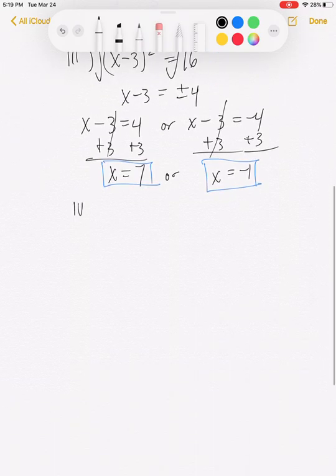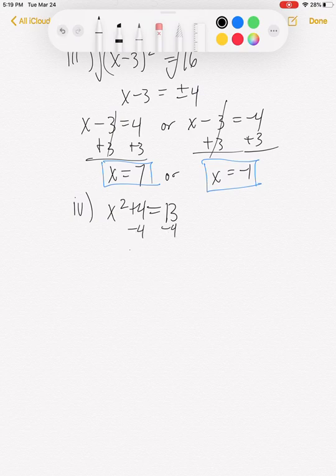Roman numeral 4. We have x squared plus 4 is equal to 13. When I subtract 4 from both sides, x squared is going to be equal to 9. And then we're going to take the square root of both sides. X is going to be equal to plus or minus 3, because both positive 3 and negative 3 could be the answers to that one.